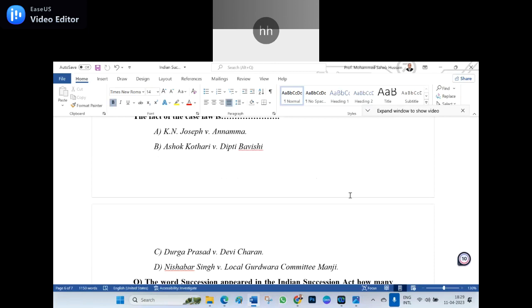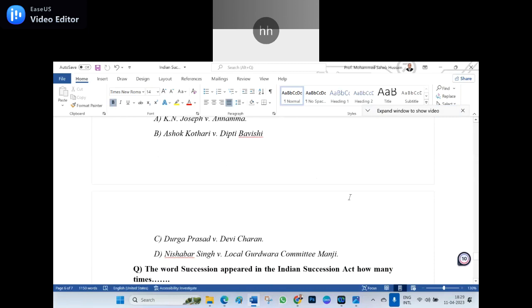K. N. Joseph versus Annamma. Wrong. D, Nishaba Singh versus Lokar Gurudwara Committee Manji. Wrong. The right answer is C. C for cat. Durga Prasad versus Devi Charan.